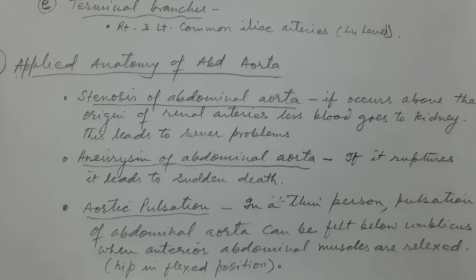Now the third applied anatomy of the abdominal aorta is the aortic pulsation. You can feel the pulsation in a thin person who is not obese. Ask him to lie down on the bed and flex the hip joint so that the anterior abdominal muscles become relaxed, and then you can press just below the umbilicus, more onto the left side of the median plane, and the pulsation can be felt here.